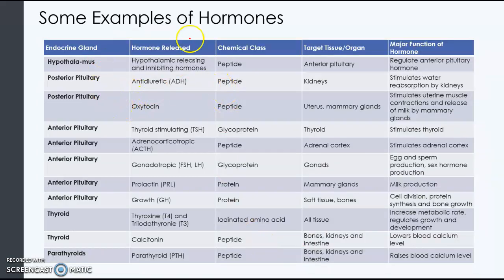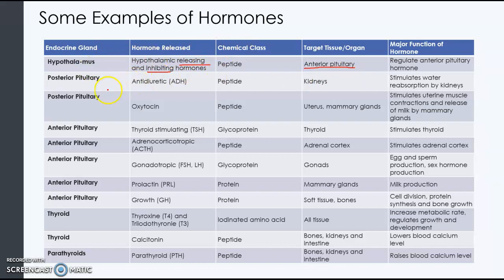Some examples of hormones. The hypothalamus, which is in the brain, produces hormones that control the release of the other hormones. So they produce what's called releasing hormones or inhibiting hormones. And a lot of these hormones released from the hypothalamus actually target the anterior pituitary gland. The pituitary gland is divided into the anterior and the posterior. But the hormones of the anterior pituitary also are regulatory hormones. So they will stimulate the release of hormones from another target area.